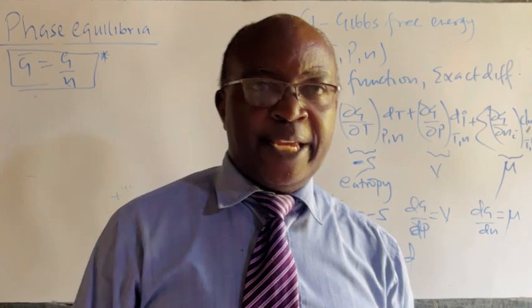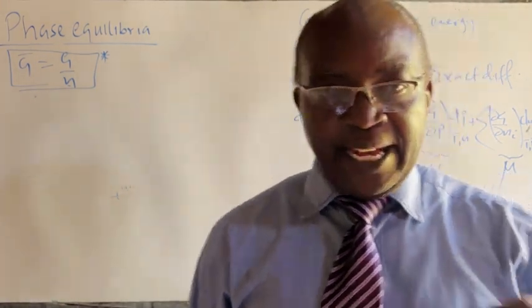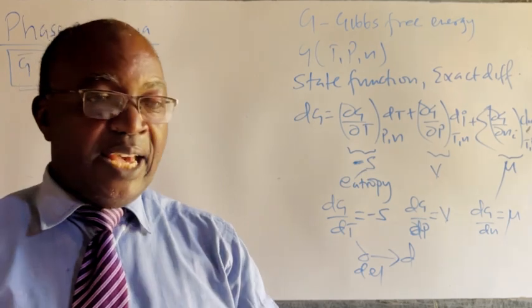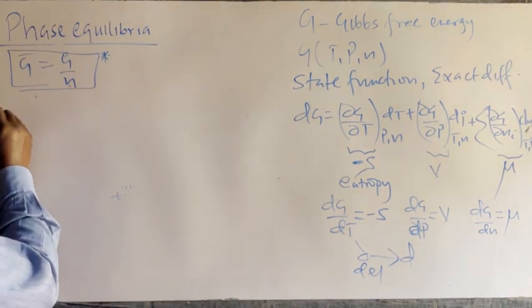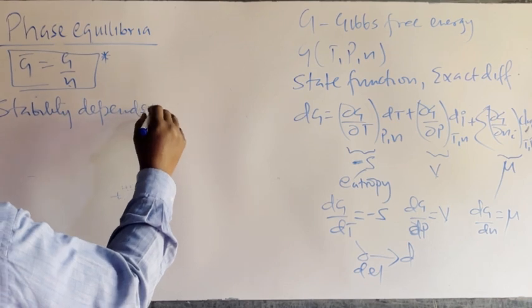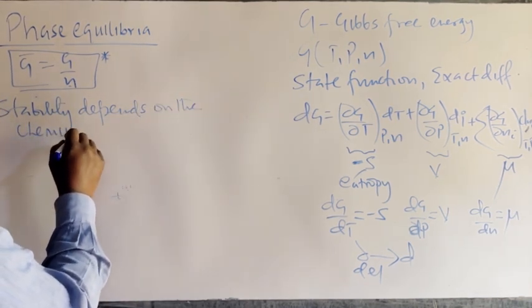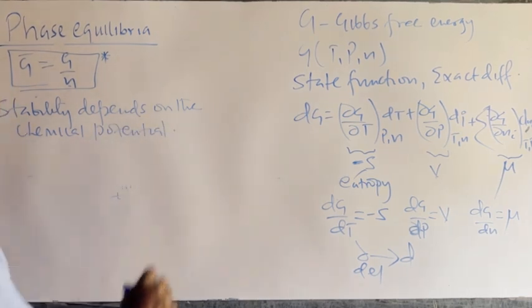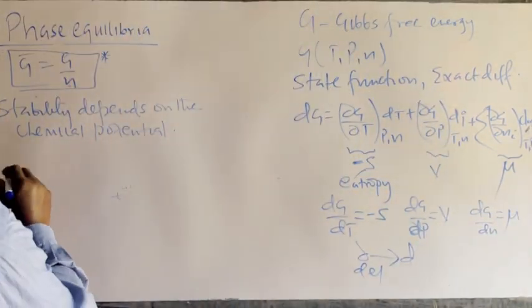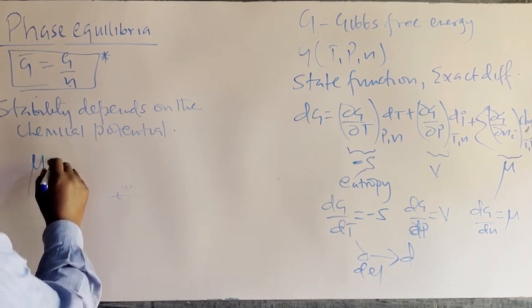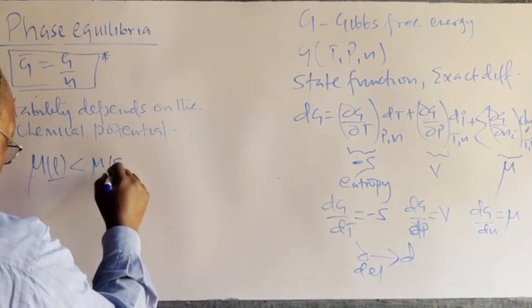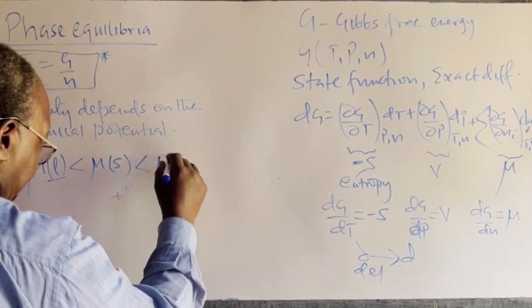So we have said the chemical potential determines the stability of a state. In other words, the phase with the least chemical potential is the stable phase under those conditions. That is, the stability of a phase, let's note that, depends on the chemical potential. So that if water is the stable phase under STP, that's the liquid is the stable phase under STP, then the chemical potential of the liquid is less than the chemical potential of the solid, and is also less than the chemical potential of the gaseous form.